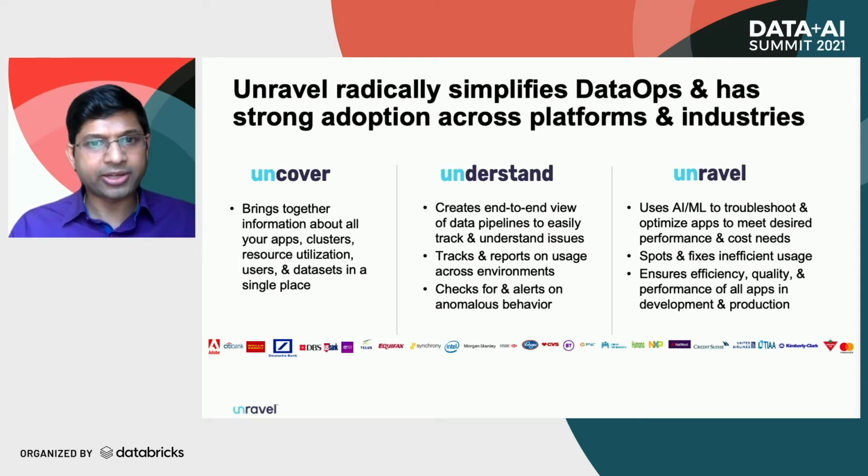You can track and create reports on chargeback and capacity planning, as well as detect anomalous behavior. And Unravel also uses AI and ML to automatically find out the cause of problems and help you fix these problems.